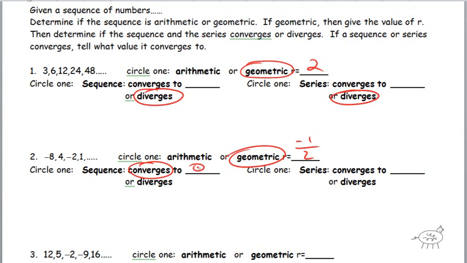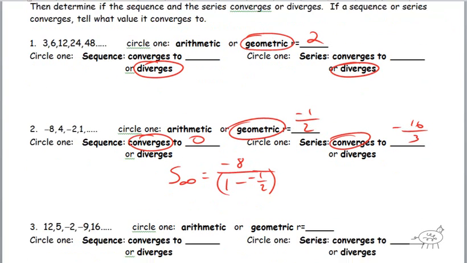Okay, and because the r is between -1 and 1, I can figure out my sum, or my series, S sub infinity, is equal to a sub 1, -8, over 1 minus a -1/2. Using our nice little friendly formula, a sub 1 over 1 minus r, and make sure you put that in parentheses, and that is going to converge to -16/3 if you put that in your calculator.